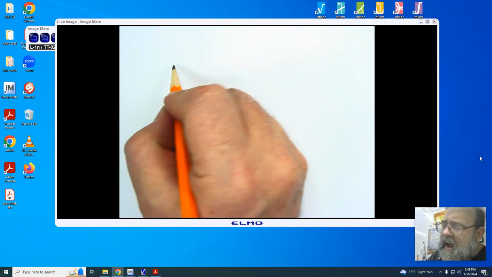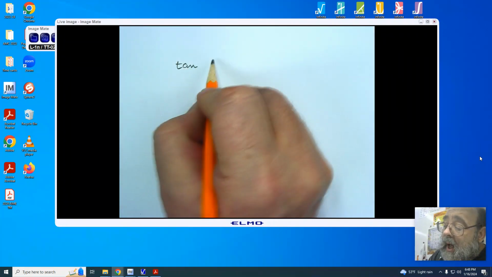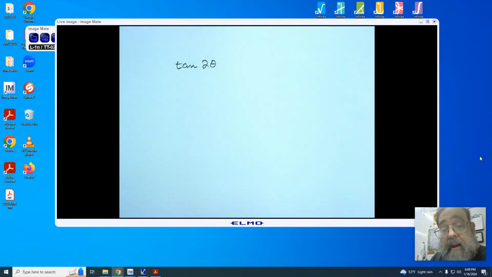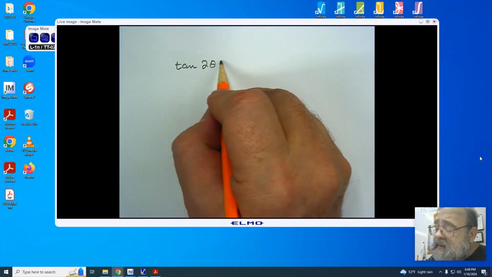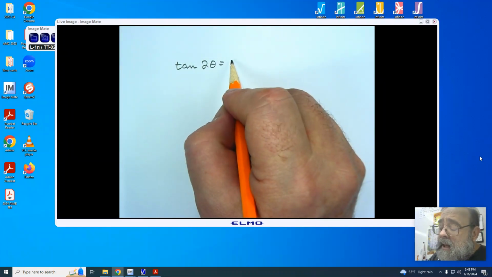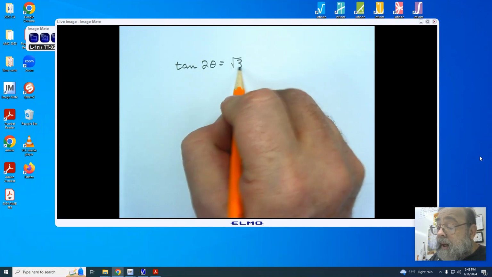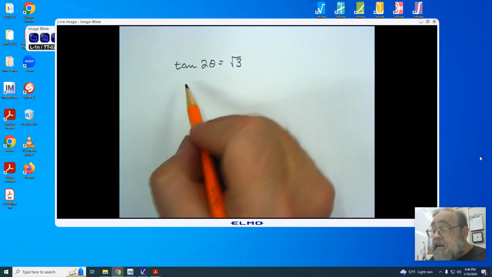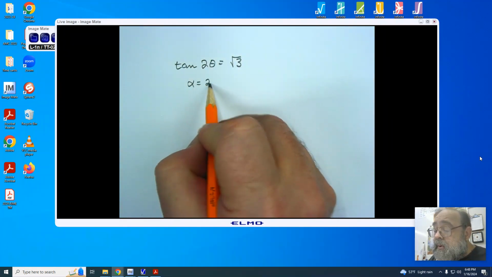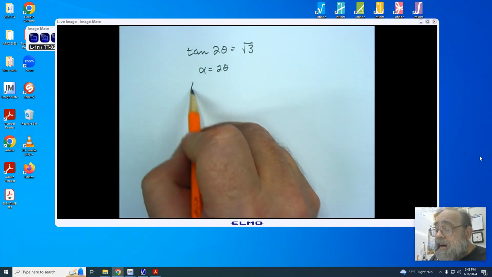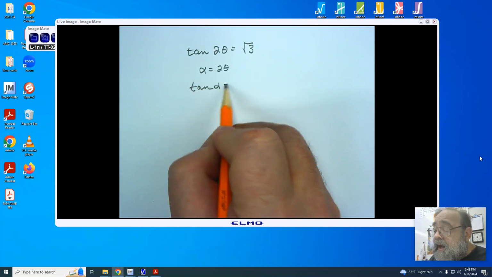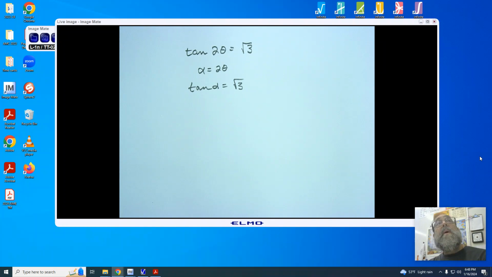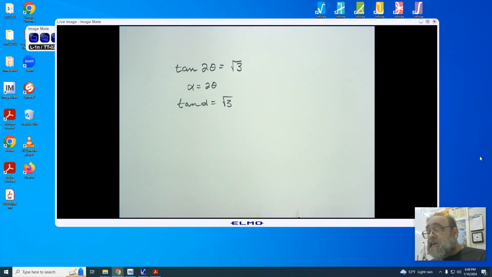Let's say that we have the tangent of 2 theta. Let's keep it simple. And we're going to say that the tangent of 2 theta is going to be root 3. That means that our alpha is 2 theta, and we're now looking at the tangent of alpha equaling root 3. We're now going to write these two solutions down.